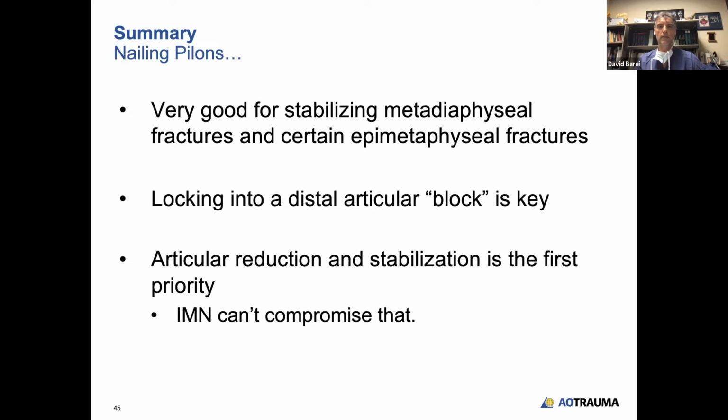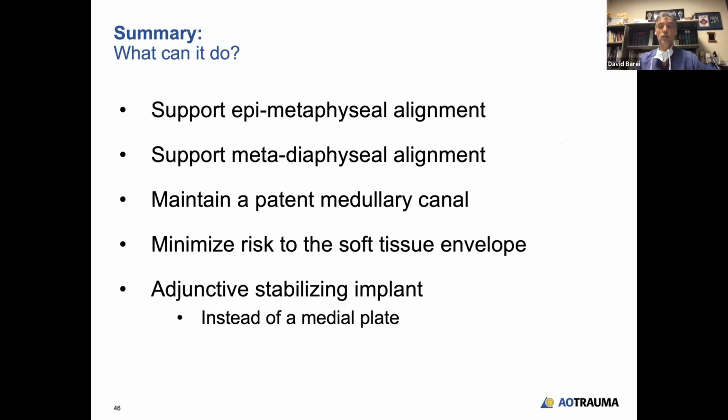That's the long-term thing that we can't really fix easily. We can fix a varus malunion or something like that, or a non-union in the metadiaphyseal region. So the priority really needs to be the joint, and the nail can't compromise that. This is what I illustrated in the beginning. I think this is what the nail can support: epimetaphyseal and metadiaphyseal alignment, maintaining a patent medullary canal, and minimizing the risk to the soft tissue envelope.